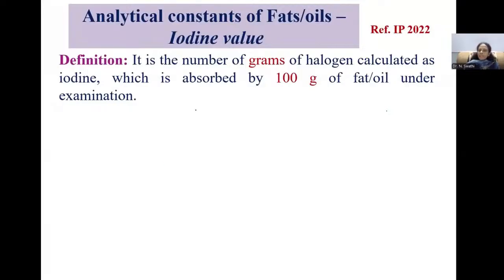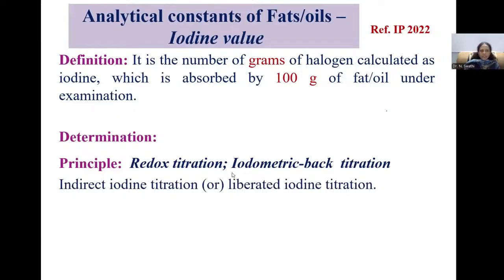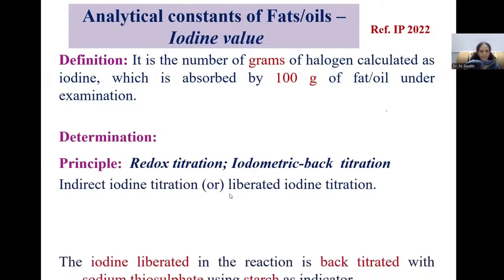So iodine value is the number of grams of halogen calculated as iodine, which is absorbed by 100 grams of fat or oil under examination. Now let us try to understand the significance of iodine value and also its determination. Its determination basically involves redox titration. Because if you recollect once again, wherever iodine is involved in any titrations, they belong to the class of redox titrations. And here iodine value determination is an iodometric back titration. So it is also known as indirect iodine titration or liberated iodine titrations.